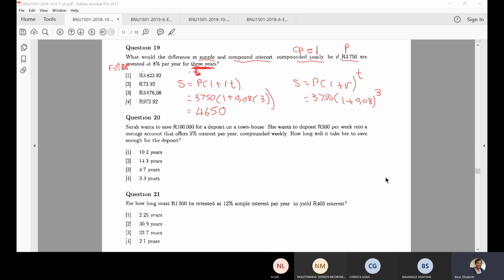Others? Balungile, was it you who got 4723.92? Did you get 12,150? What do you get, Balungile? I get 12,150.